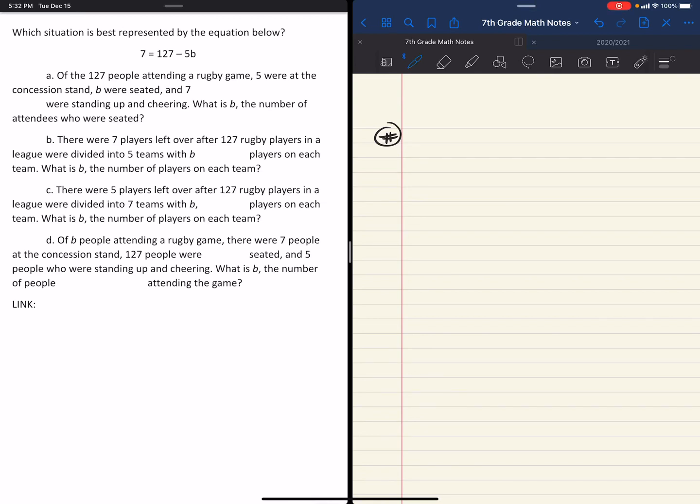All right, you beautiful mathematicians, let's get into this test question. You'll see it on the left side of the screen, and on the right side is where I'll be working it out. So the question reads, which situation is best represented by the equation below?